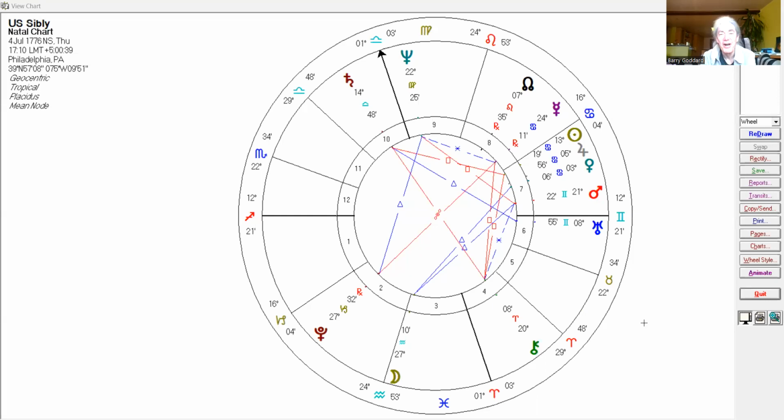Anyway, so let's go on to the US chart, and I'm going to share it with you, because there's a particular transit to it that is quite striking. But I want to say a few things about the US chart anyway. So let's go on to it. Where is it? There it is. Good. So that's the US Sibly chart.